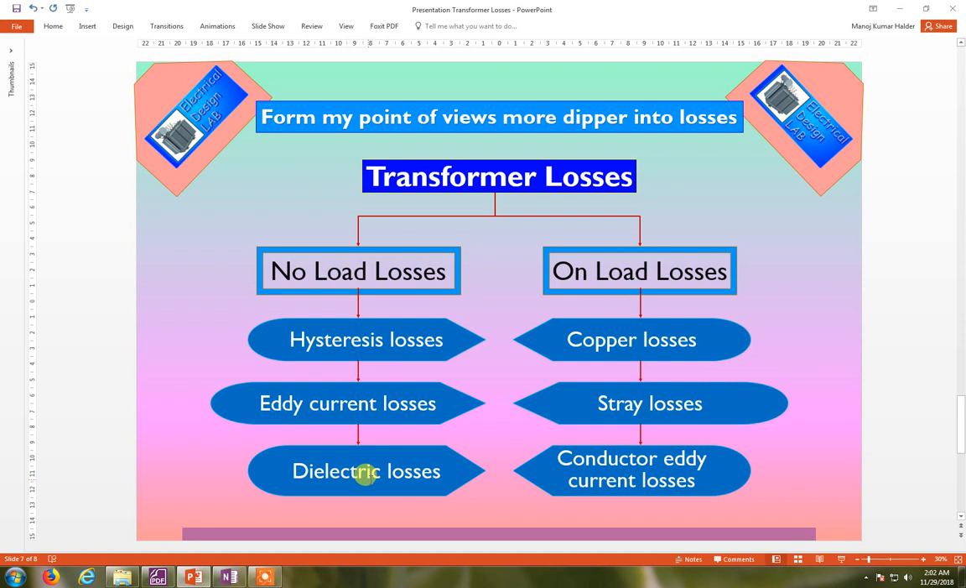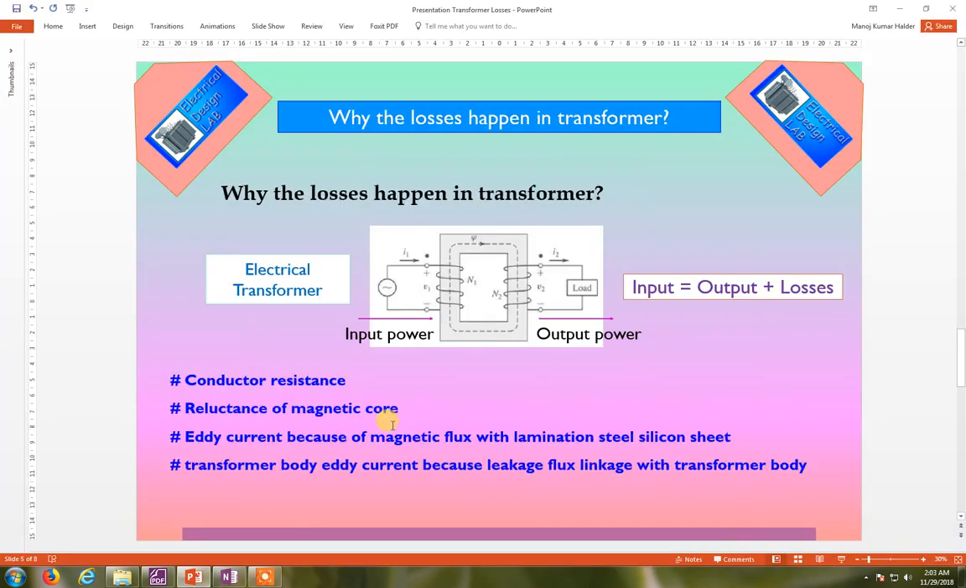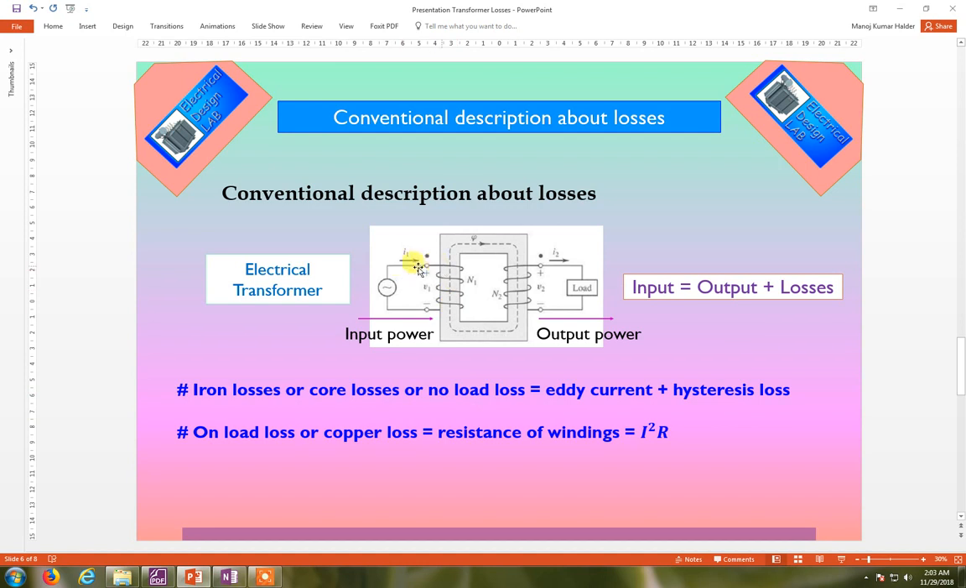Another loss, that is dielectric loss. The dielectric loss is what? Dielectric loss means while you are giving supply to it, these coils are insulated. This is a turn, this is a turn, every turn is insulated from the other. So you look here, this is wrapped by insulation and this is also wrapped by insulation, but both of these turns carry current, and between them there is an insulation present.